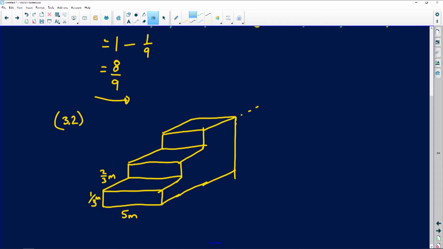Now it says, a steep pavilion at a sports ground comprises a series of steps. There's a total number of 12 steps on this pavilion, of which the first 3 are shown in the diagram. So here are your steps. Now they say, each step is 5 meters wide, 3 meters high, and the tread of the step is 2/3 meters.